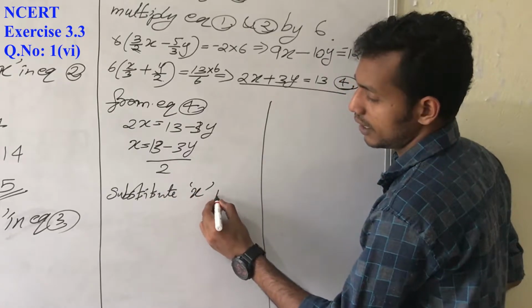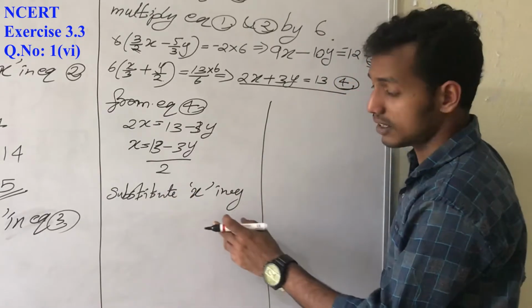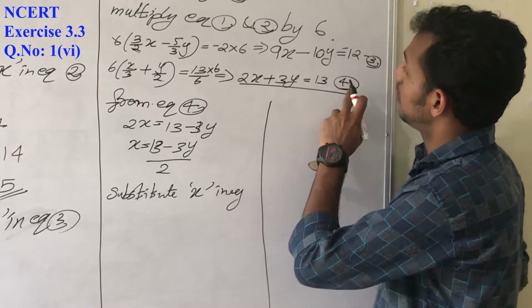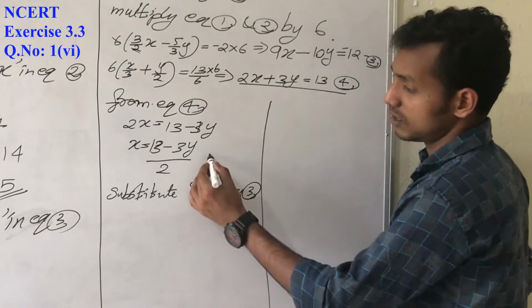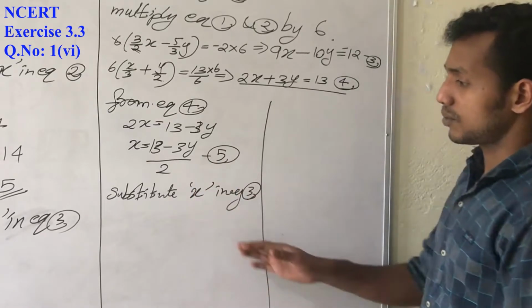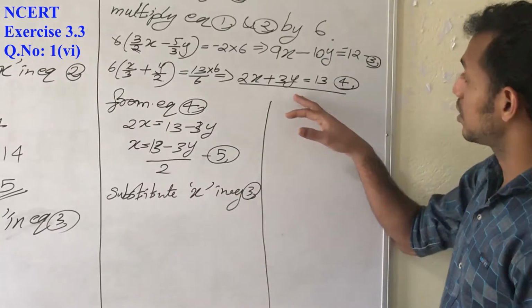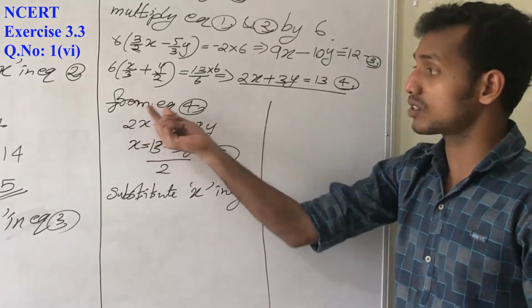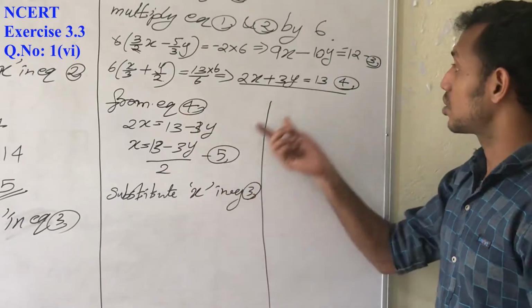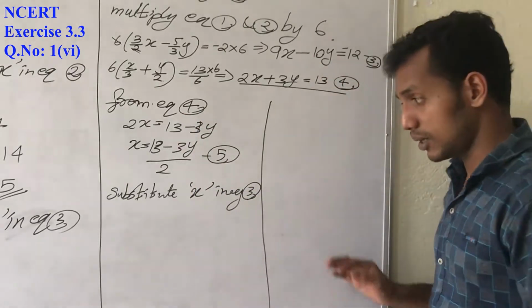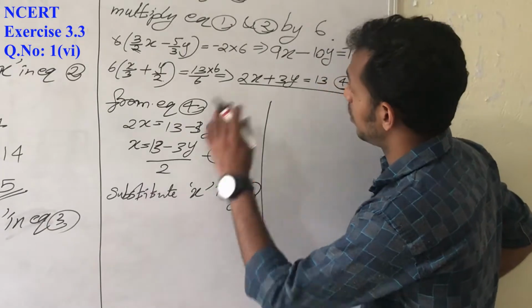x, substitute for x in equation 3. This is equation number 5. Substitute this value of x in equation number 3, because we wrote x from equation number 4. So we are not supposed to substitute in the same equation. Instead of that, we need to substitute in equation number 3. Now, what do you get?